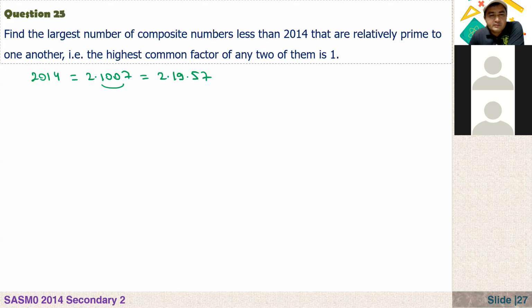Okay, let's just skip for now. If I keep thinking, even if I have the answer, it will not be so clear. We will discuss this soon. Find the largest number of composite numbers. So we are looking at how many composite numbers less than 2014 are relatively prime to one another.